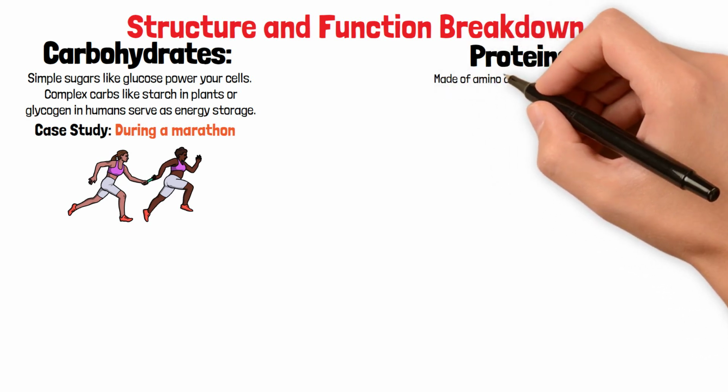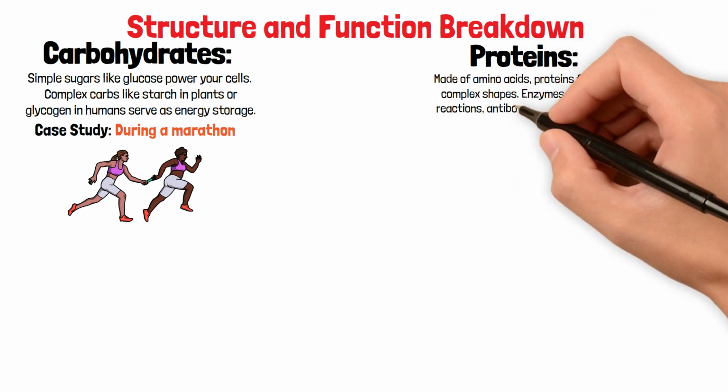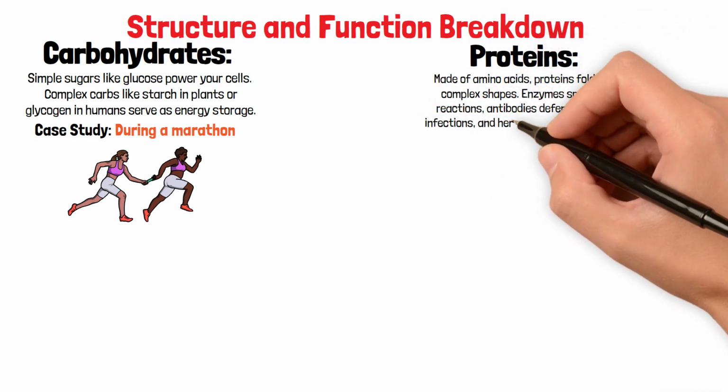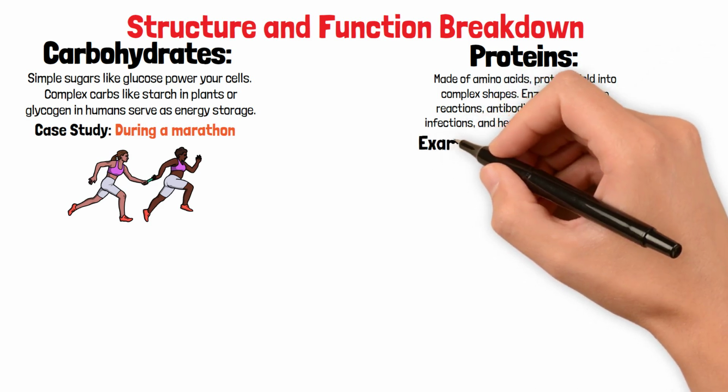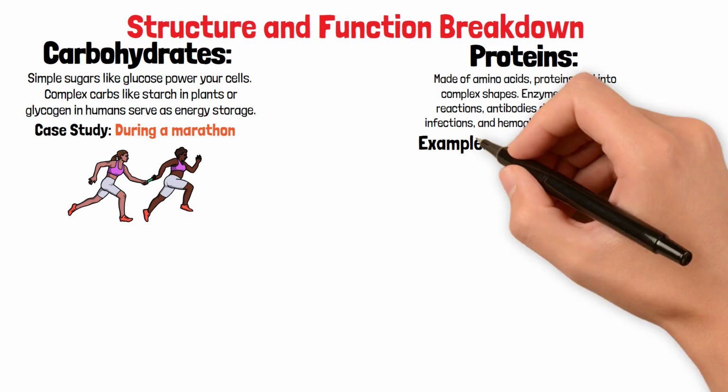Proteins, made of amino acids. Proteins fold into complex shapes. Enzymes speed up reactions, antibodies defend against infections, and hemoglobin carries oxygen. Example: without the protein insulin, glucose cannot enter cells properly, leading to diabetes.